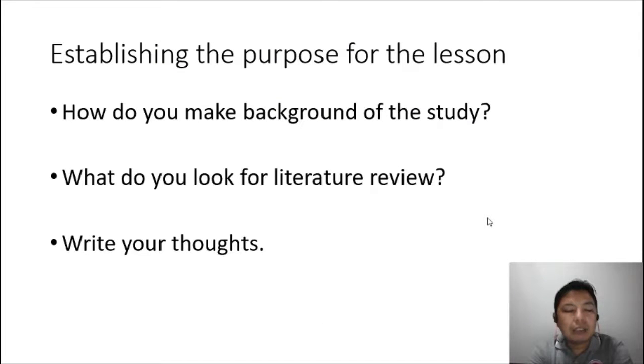Okay, your next activity is all about establishing the purpose of the lesson. So for this activity, I want you to answer the following questions. Question number 1, how do you make a background of the study? And then question number 2, what do you look for in a literature review? Write your thoughts down on a piece of paper. Again, you can pause this video and we'll continue on after you're done.